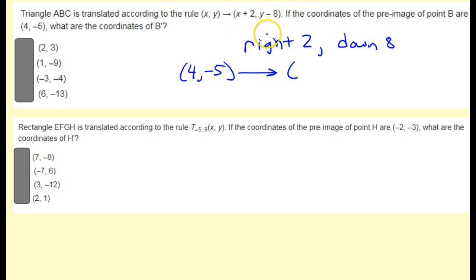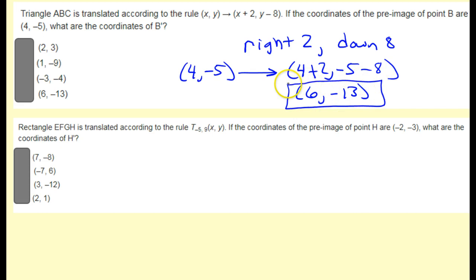So x plus 2 becomes 4 plus 2. Y minus 8 becomes negative 5 minus 8. So we just need to do this. 4 plus 2, that's 6. Negative 5 minus 8 is negative 13. Alright, that's it. So the answer should be 6 comma negative 13. Kabam!